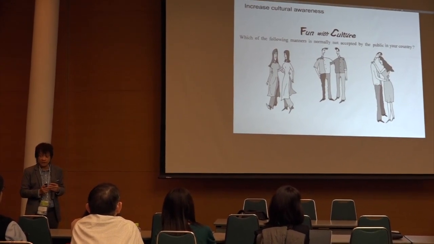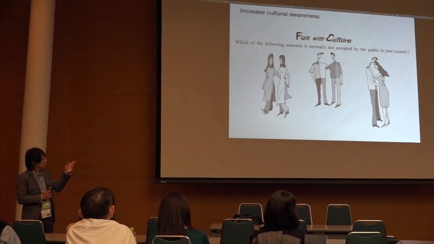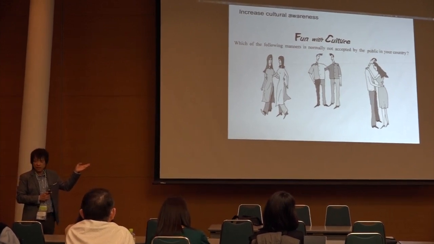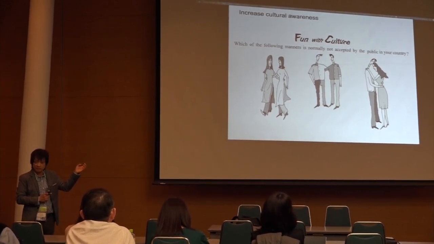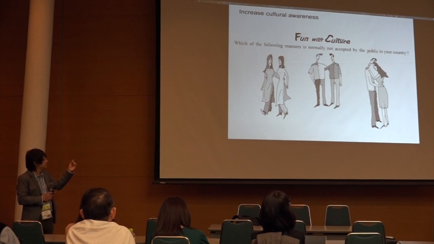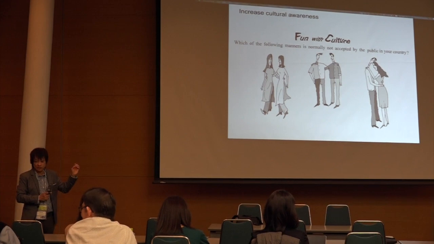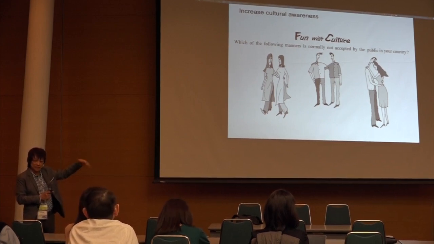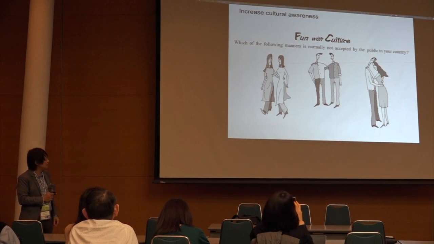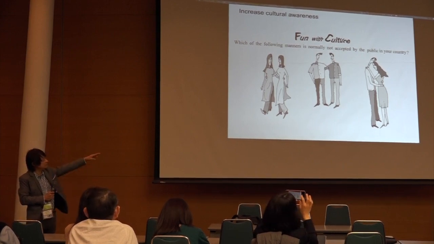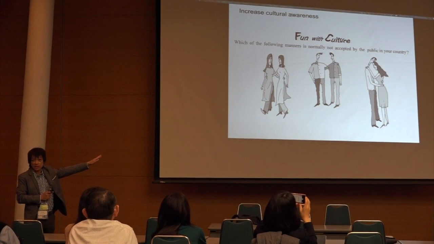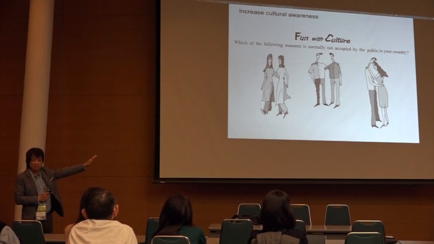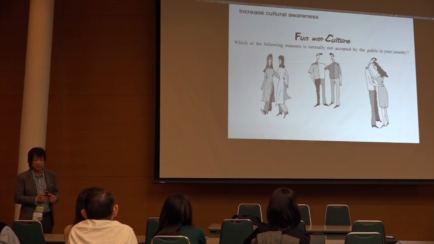Teaching intercultural awareness. Which one is accepted in Japan? People being sweet, maybe not. Yeah. In Singapore, I see a lot of this. Number 3, people express their love loudly. In India, number 2, but in Australia, number 2 is not convenient. Yeah. If number 2 happens, then people will frown on you.